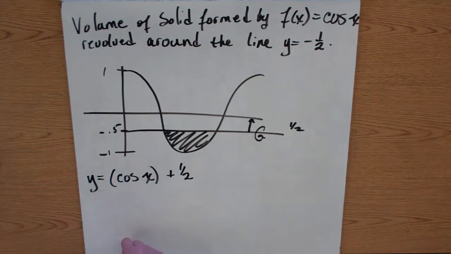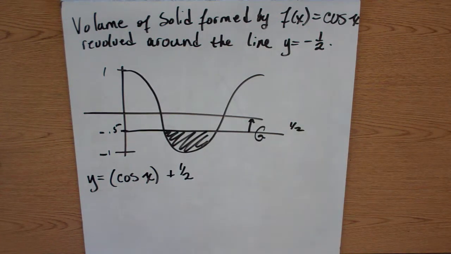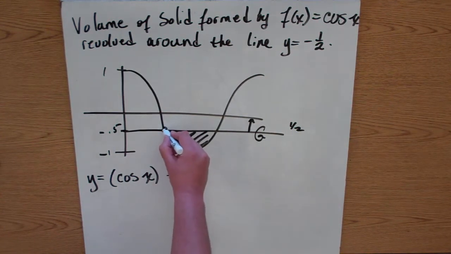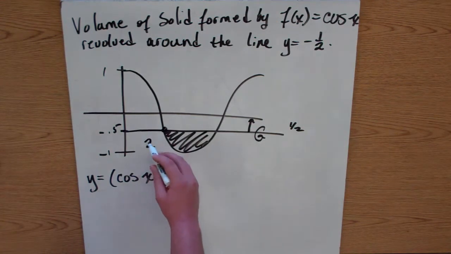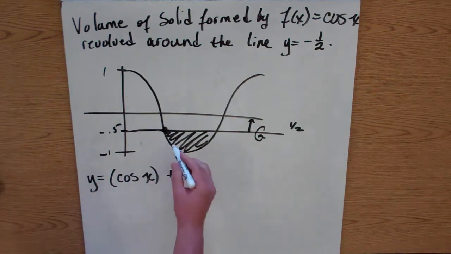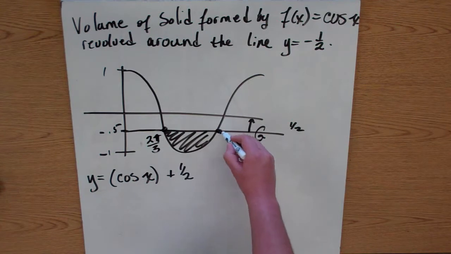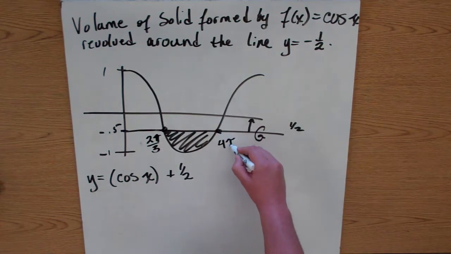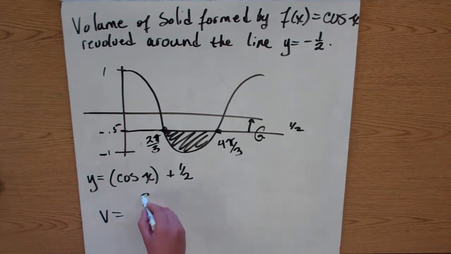And then, of course, you would set the cosine of x equal to negative 1/2 and solve, and you would come out with this point here. This would come out to 2 pi over 3, and here it would come out to 4 pi over 3. Okay? So now we're going to take the integral, our volume.